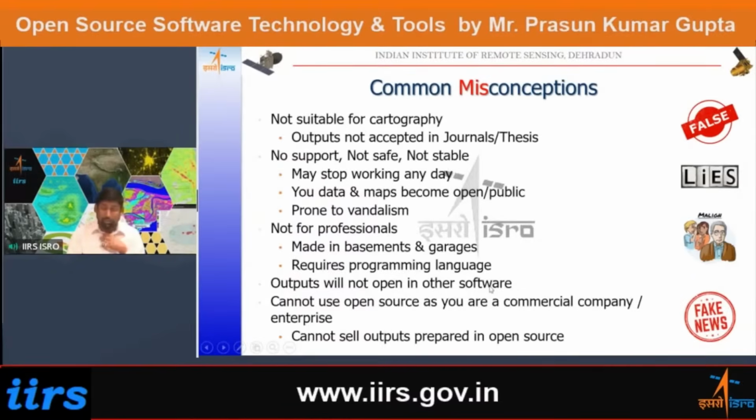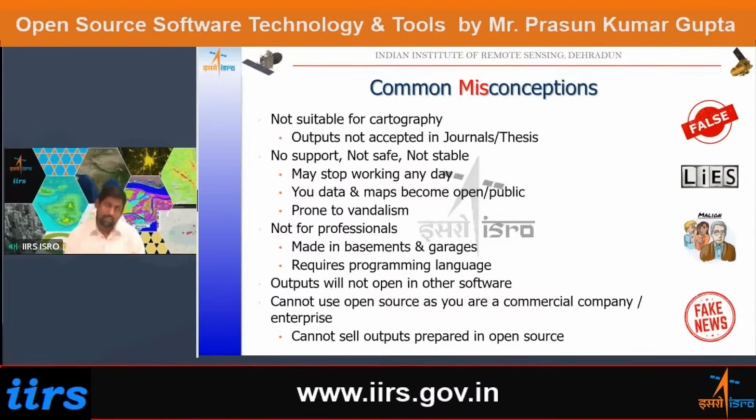Outputs will not open in other software. This is quite the opposite of what happens in closed source. Closed source software has this game where they give the outputs in a format which opens only in their software and not in any other. That is called file format lock-in. And they've been playing this game for a very long time. And they say, no, this format is best and all that. But it is not so.